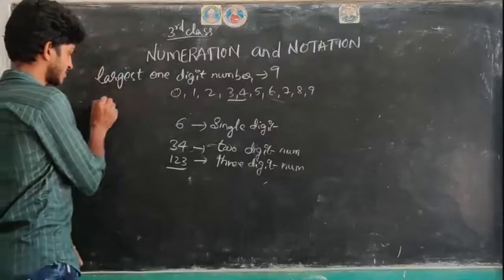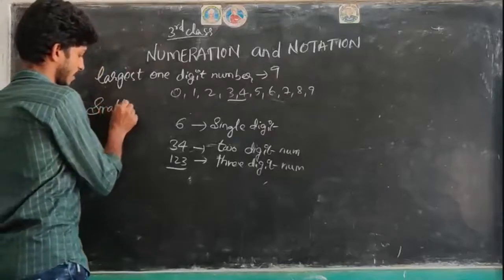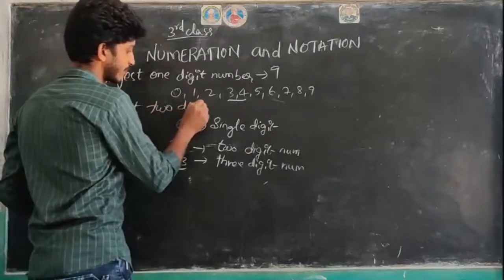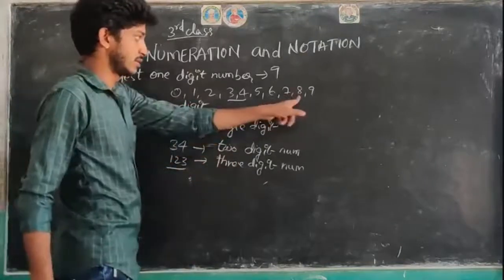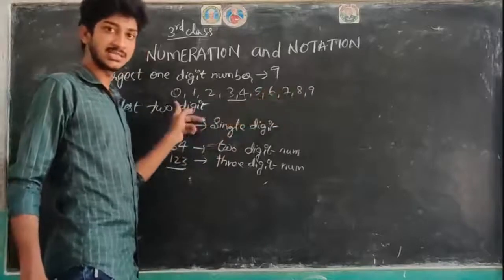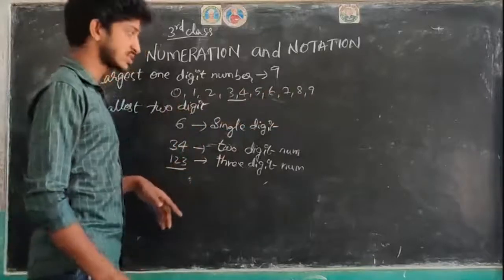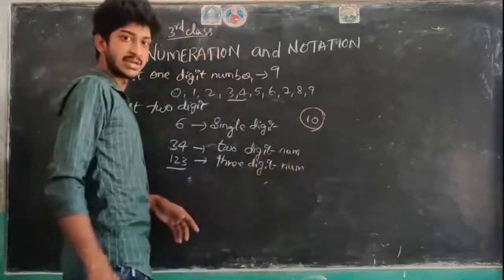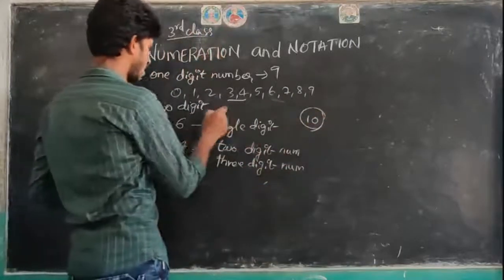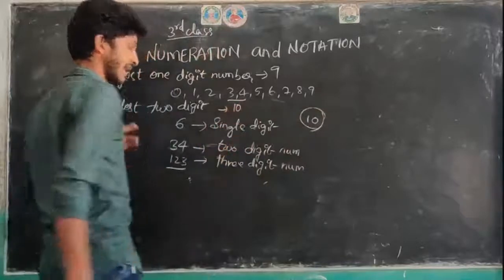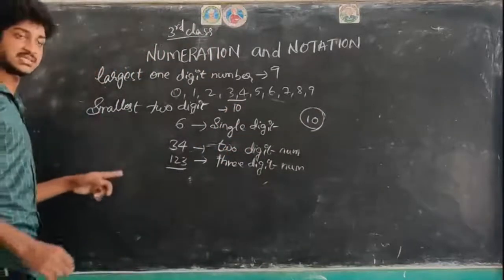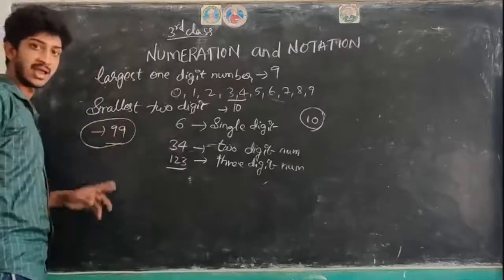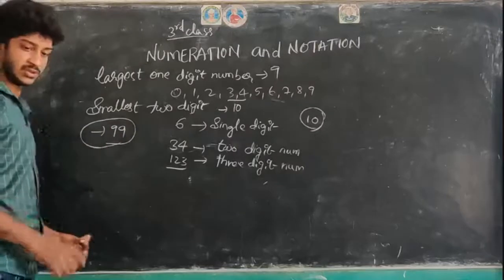And the smallest two digit number is... If you see here, these are the single digit numbers. What is a two digit number? Starting number 10 is the first two digit number. So 10 is the smallest two digit number, and the largest two digit number is 99, because it is the last number and also the largest number. Okay children.